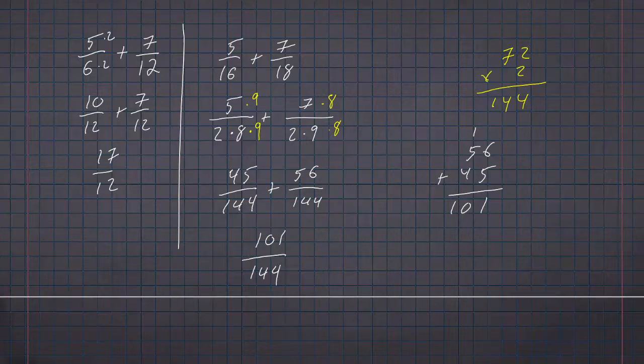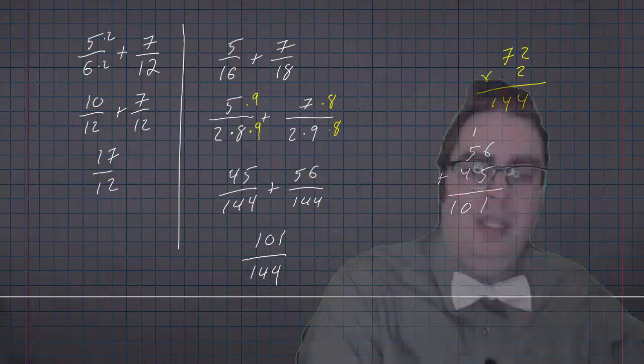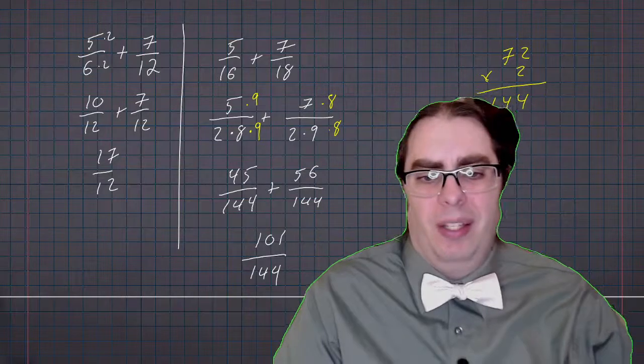I should check to see if that's going to reduce, but there's actually not a lot that we have to check. 144 is divisible by 2, it's divisible by 3. 101 is not divisible by either of those things. Neither one is divisible by 5 or by 7 or by really anything else at all. So with that, we are done. We've gotten through that one. Right, so not a lot to talk about there.